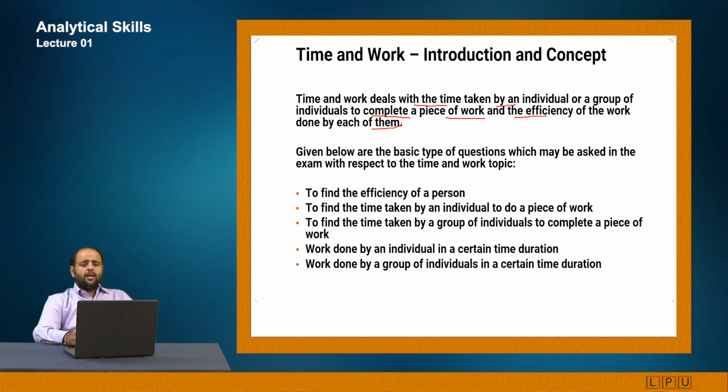Now, there are basic types of questions which may be asked in these examinations with respect to the time and work topic. So, what will be the first type of question? To find out the efficiency of a person. Next, to find out the time taken by an individual to do a piece of work, or the time taken by a group of individuals to complete a piece of work. Similarly, to find out the work done by an individual in a certain time duration, or the work done by a group of individuals in a certain time duration.